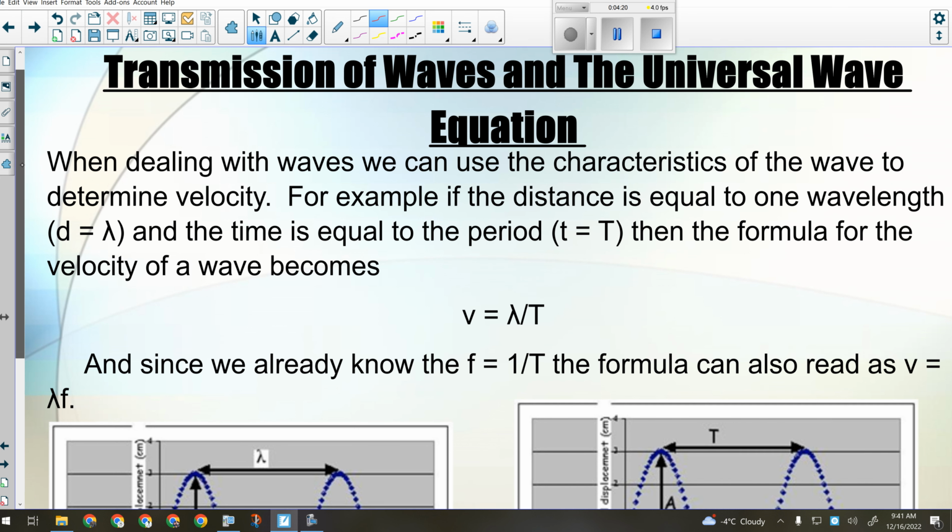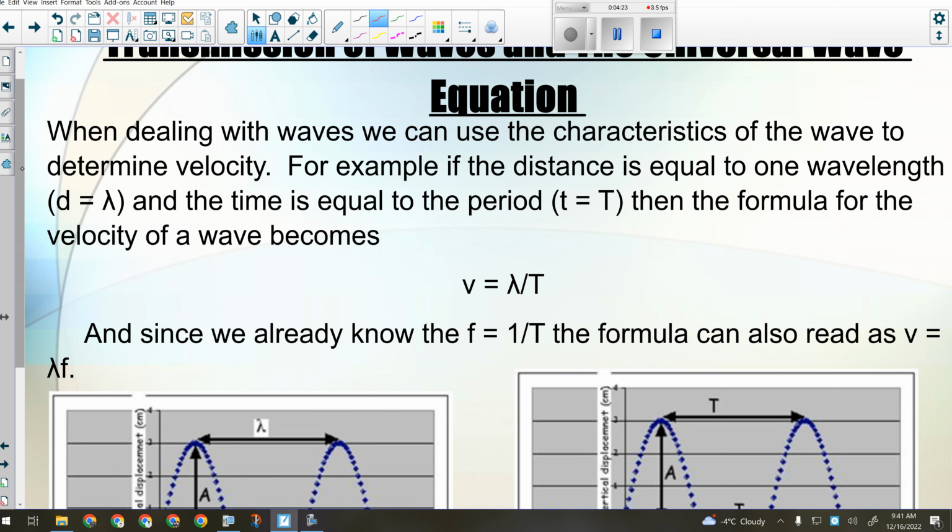All right, so the universal wave equation works like this. V is lambda, wavelength, divided by period, or F times lambda. This is the more common way to see it written. What are the units for frequency? Hertz. Hertz means per second. So when I multiply per second by meters, I get meters per second. So I still get speed.